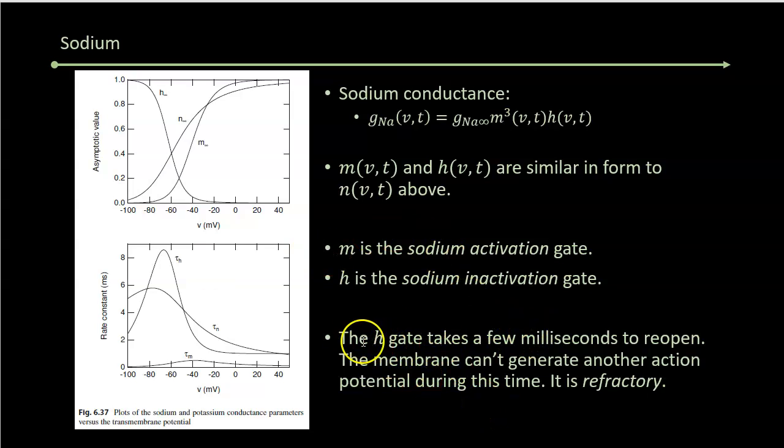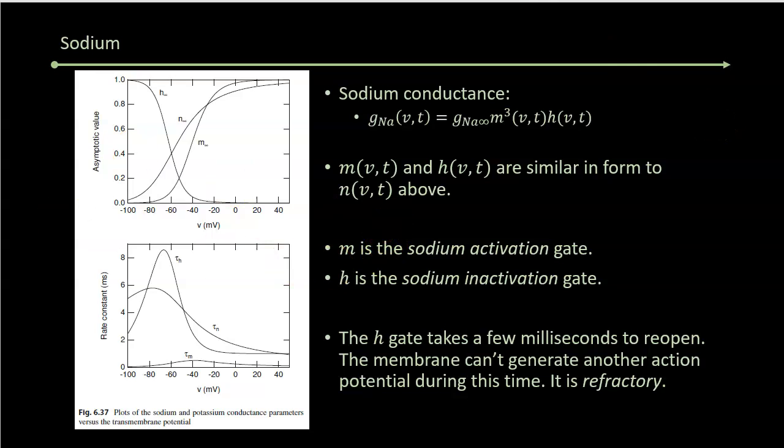Since H lets things get going, one of the important things is that experimentally, it takes several milliseconds after this process has gone on for H to be able to generate another action potential. That's a refractory period. A pulse goes down the nerve, and then there has to be a little rest before another pulse can go.